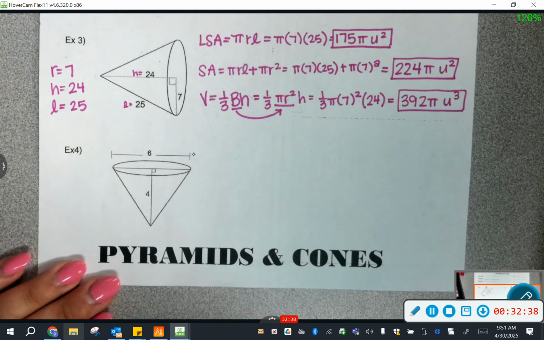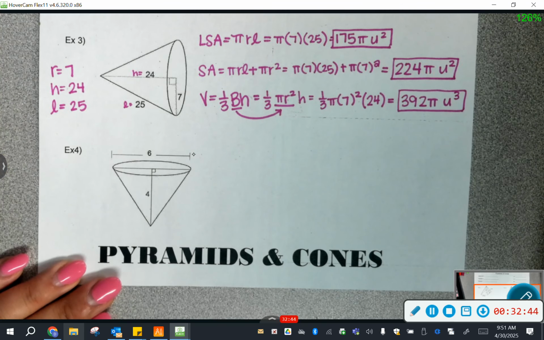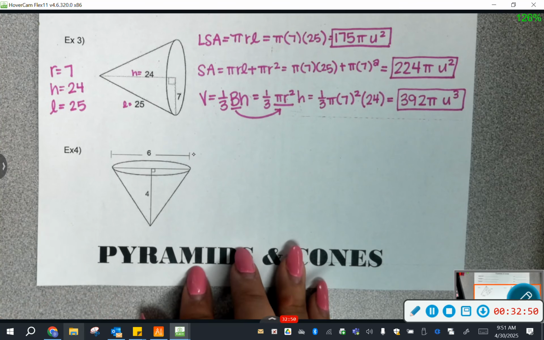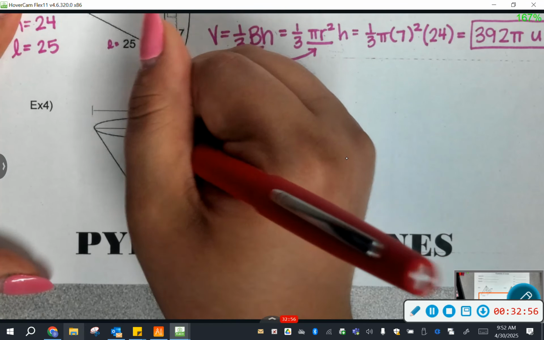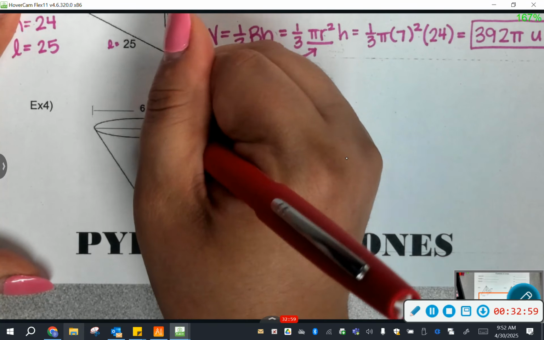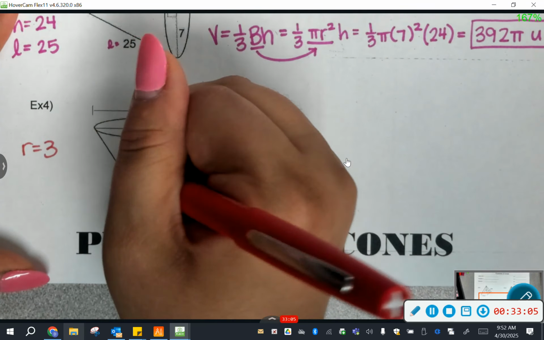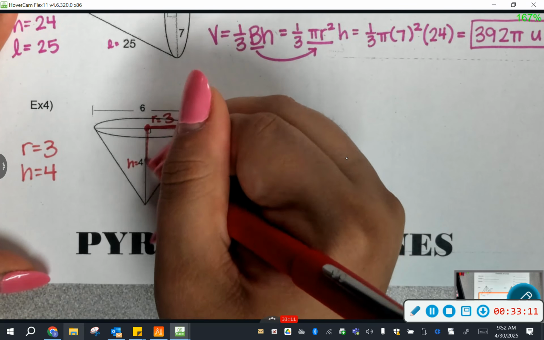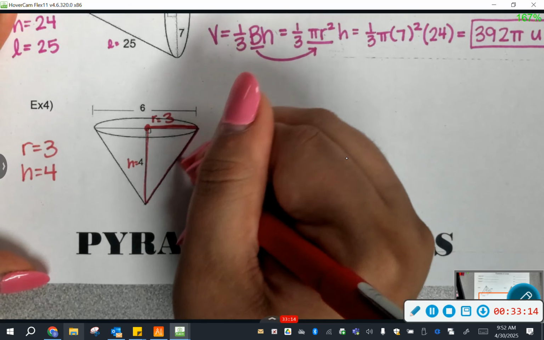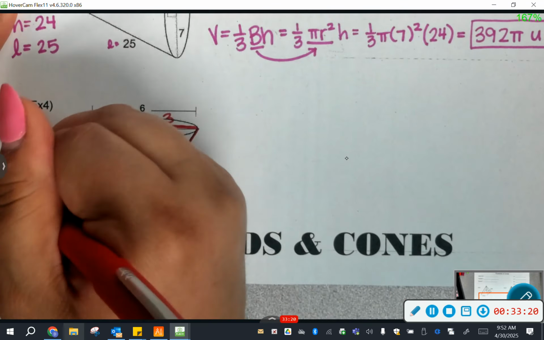What questions do I have? All right, last one. What do I know? My radius is what? 3. Make sure you don't put 6. The radius is 3. What else do I know? The height is 4. What is my slant height going to be? I have 3, I have 4. What's it going to be? 5. My slant height is 5.